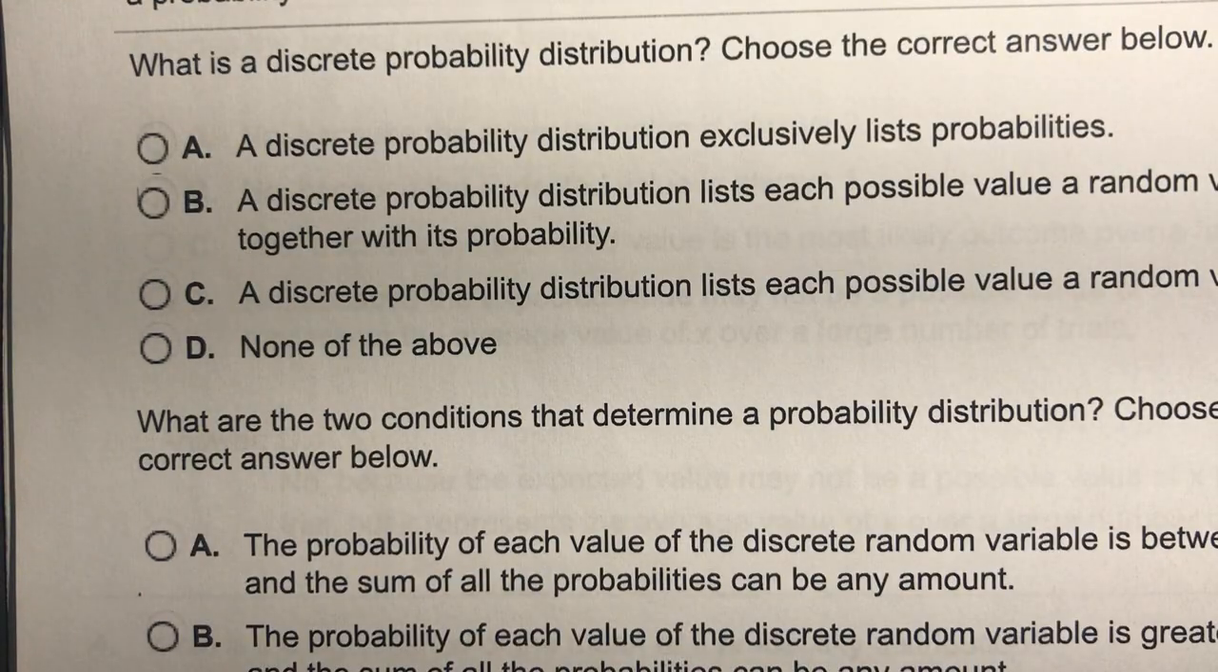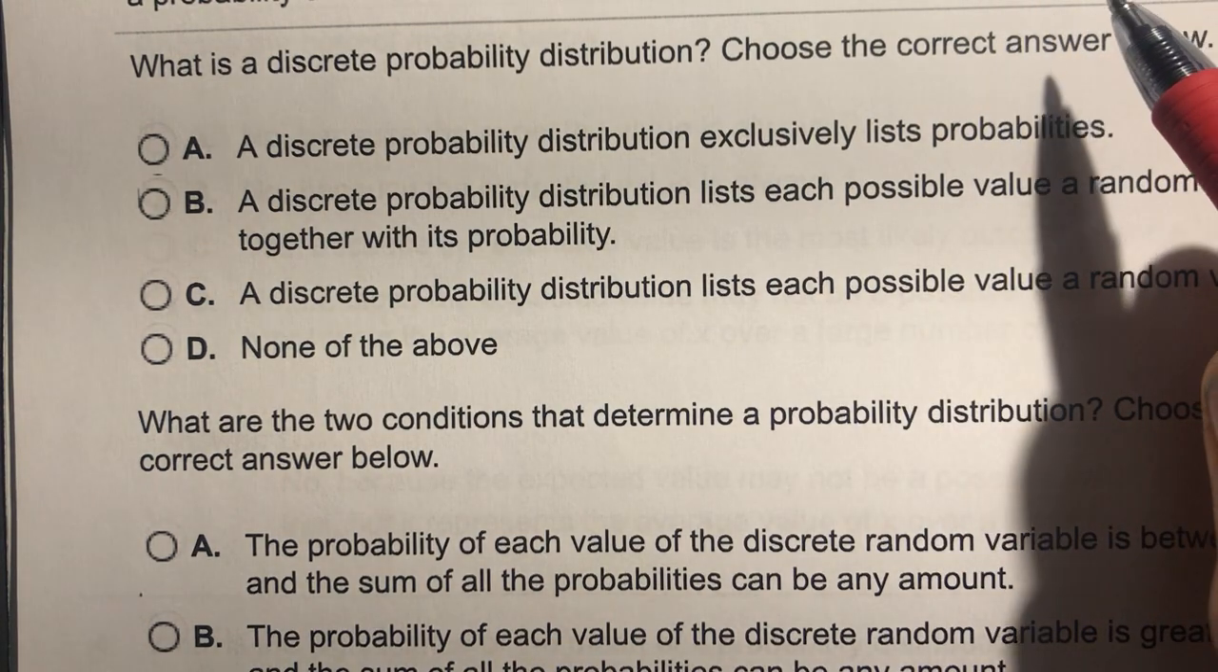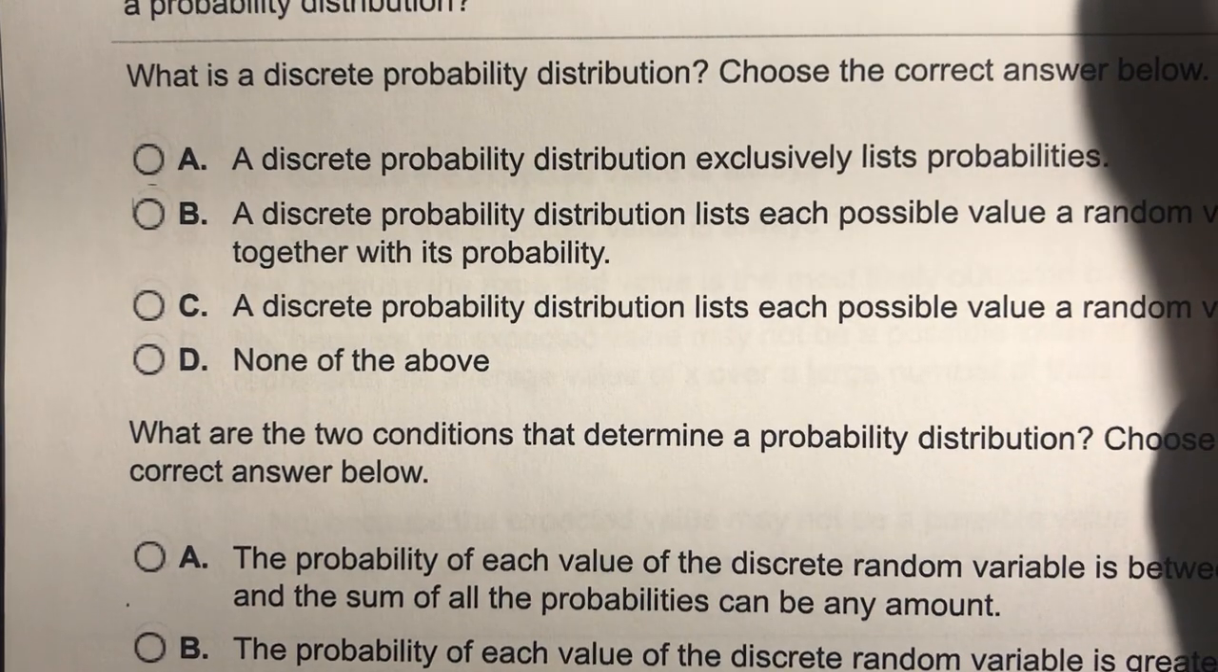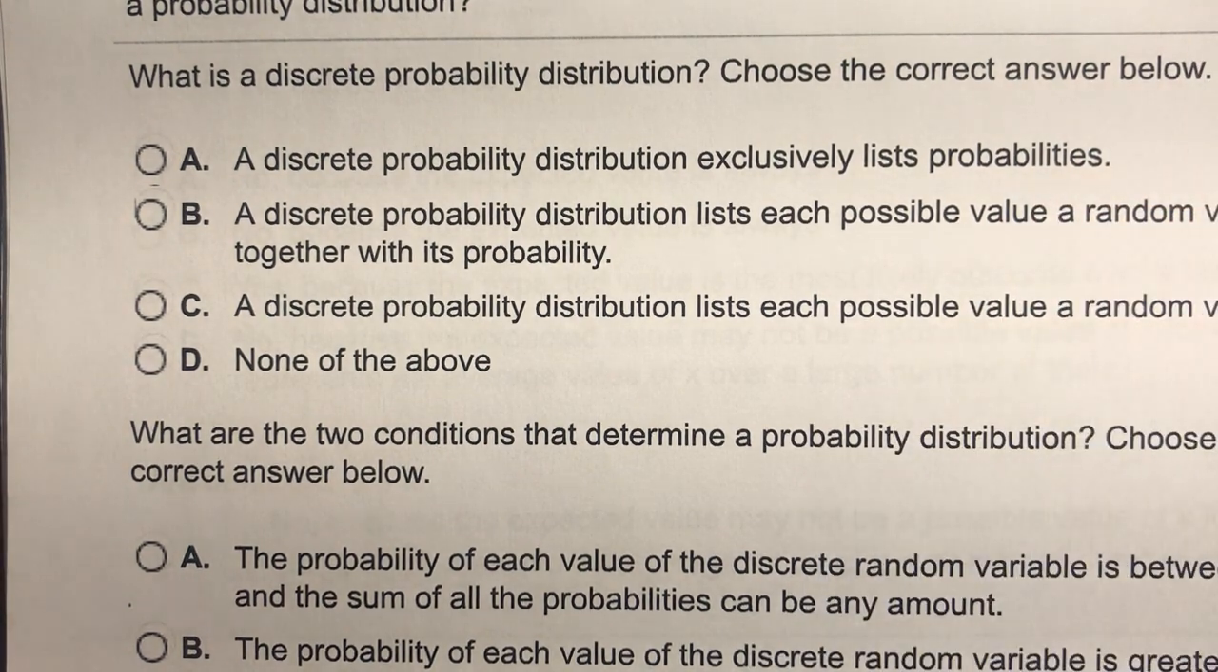Number 2. What is a discrete probability distribution? What are the 2 conditions that determine a probability distribution? We just talked about that. They've got to be between 0 and 1, and they have to all add up to 1.